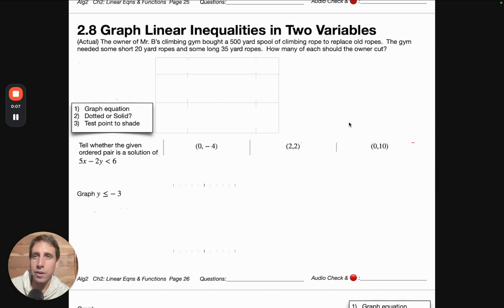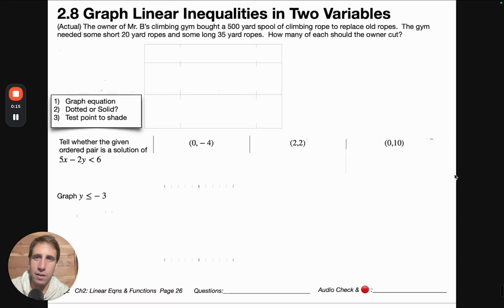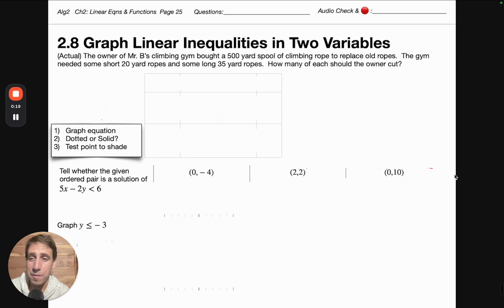This is section 2.8, graph linear inequalities in two variables, and I'm glad that you're here. I've got a real life example of someone who came to me and asked me to help them with some mathematical situation they had. If you didn't know, I'm a rock climber. That's what I do in my free time, and I go to a climbing gym often.